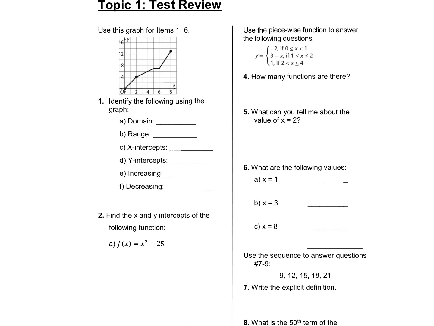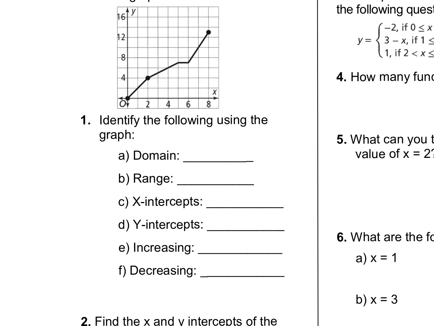All right, chapter 1 test review. Talking about number 1: domain, range, x-intercepts, y-intercepts, increasing and decreasing. Okay, so talking about domain, what's domain deal with? What values? X values. What's my least x value? 0. What's my highest x value? 0. Oh wait, no, 8. Yep, it goes least x value to highest x value, so 0 and 8.